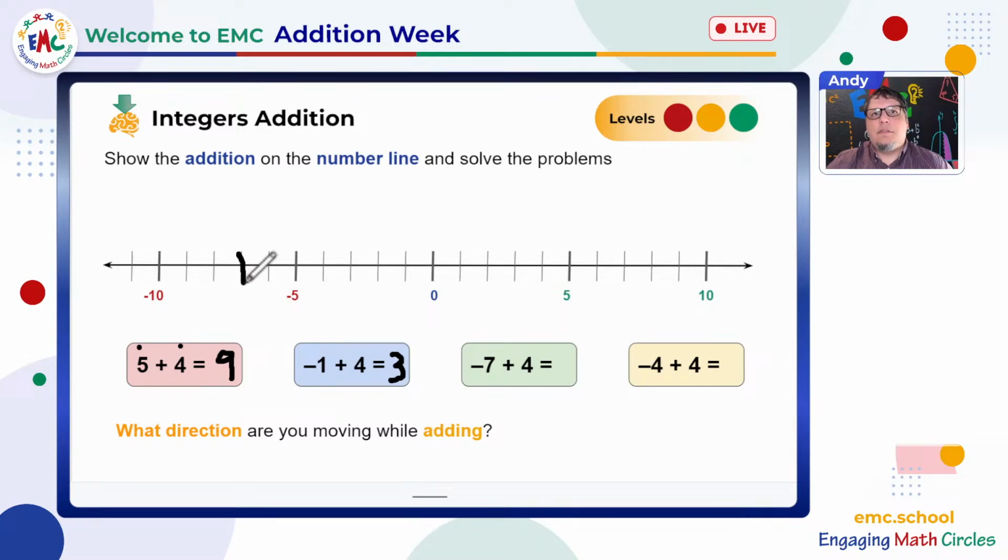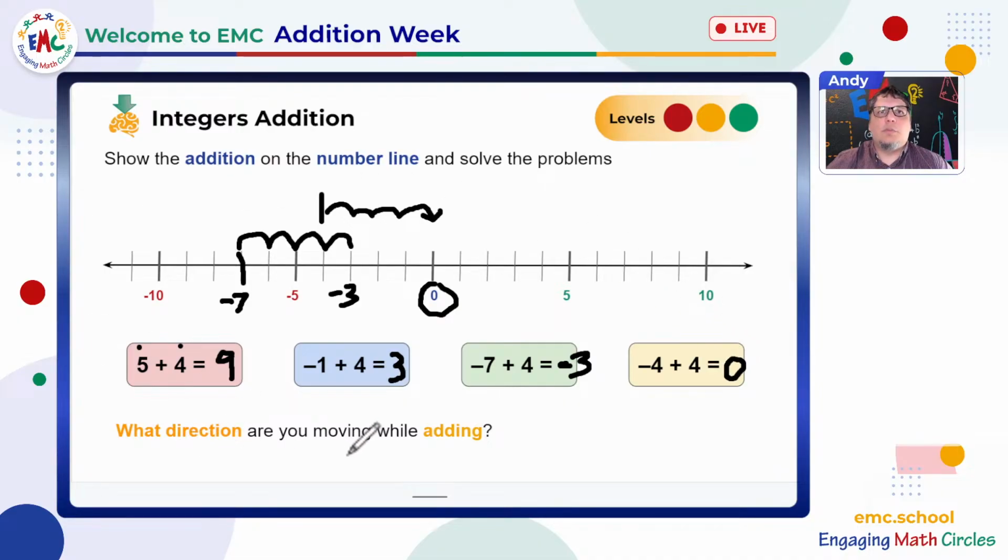Okay, negative 7 is over here as a start, and we're going to go plus, so right, 1, 2, 3, 4. And that's at negative 3. And then from negative 4, that's right here, we're going to go plus 4. Well, negative 4 and plus 4 are opposites, so they're going to negate each other out, and we'll get 0.